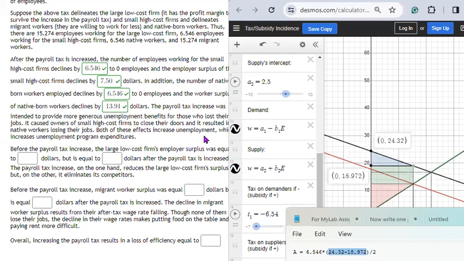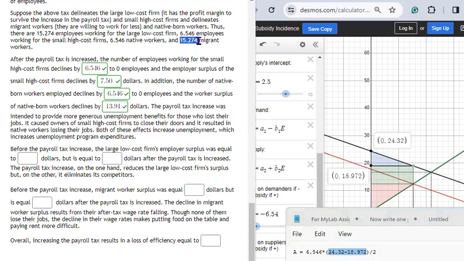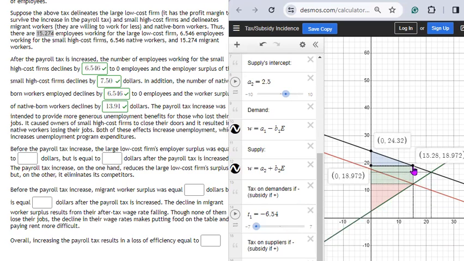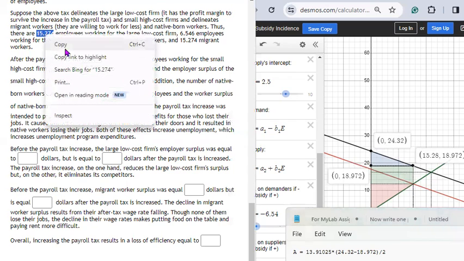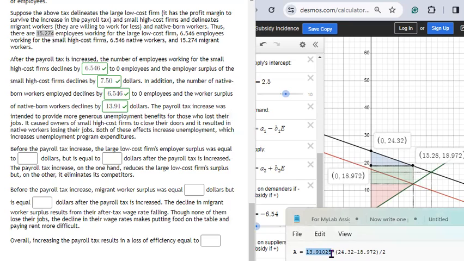Well, remember, by assumption, 15.274 migrant workers worked for the large low-cost firm, right? So the width of this triangle is 15.274. In decimals, it says 15.28, but it's actually 15.27, right? So the width of this triangle is 15.274, right? We're going to copy and calculate that in Desmos.